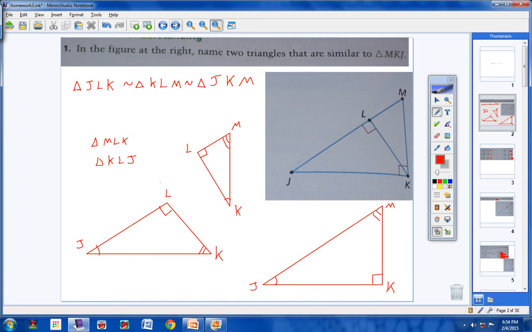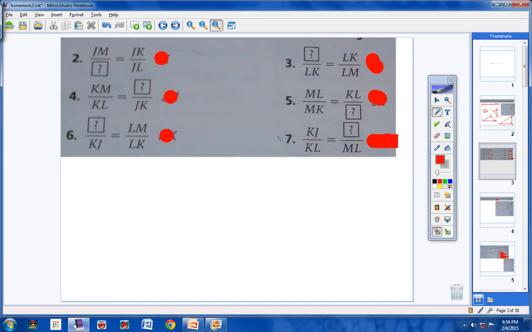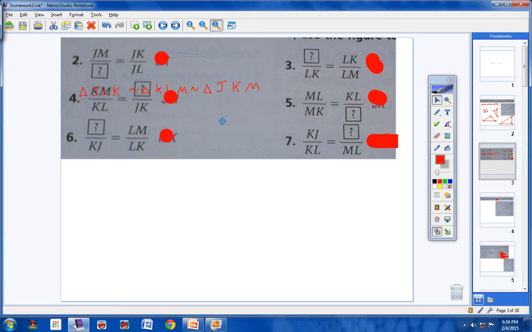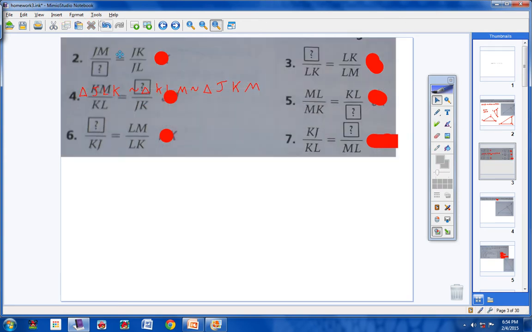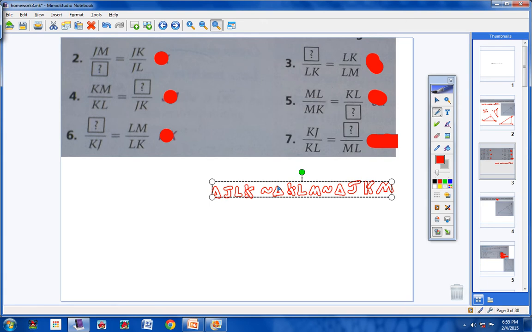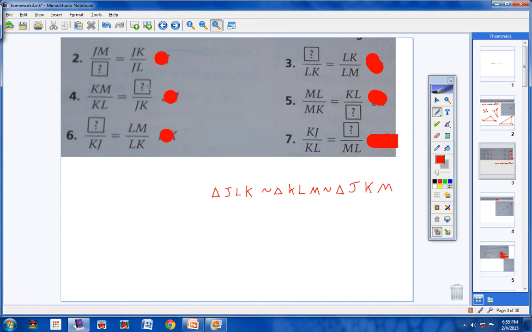Now, okay, numbers 2 through 7. Now what we're going to do is we're going to try to use these similar statements here to help us with these problems. And I'm going to warn you right now, these are really tough. So please watch carefully how I do this, okay? So let's take a look at number 2. We want to find the missing part here, and it's not easy.